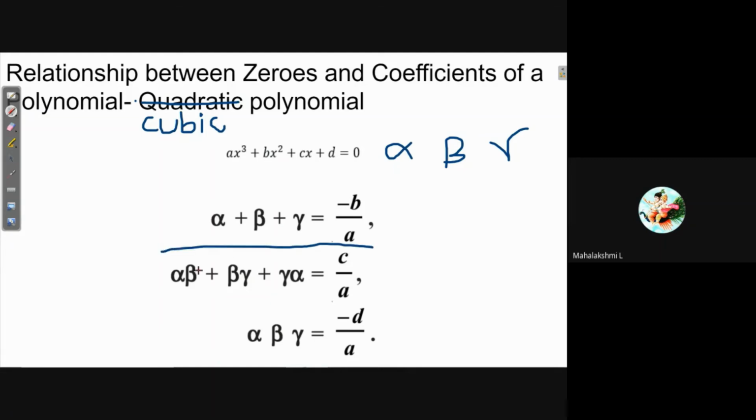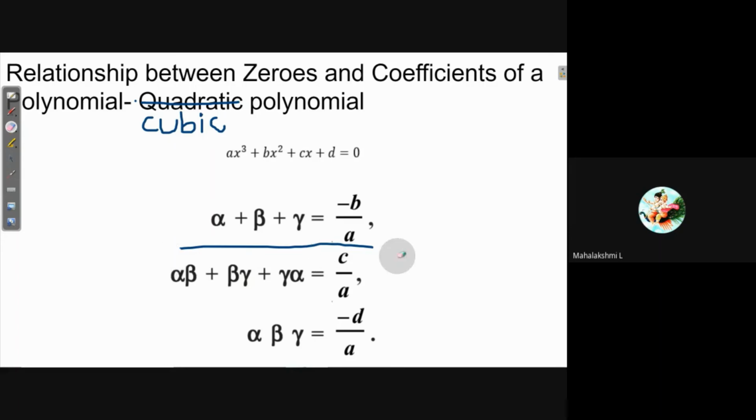Second formula, alpha beta plus beta gamma plus gamma alpha. See, I'll just make it easy. Alpha beta, beta gamma, gamma alpha. You need to add them. It's not at all difficult. It depends on how you take it. So alpha beta plus beta gamma plus gamma alpha is equal to c by a, where c is the coefficient of x and a is the coefficient of x cube. Last one, alpha into beta into gamma is equal to minus of d by a, where d is the constant term and a is the coefficient of x cube. So this is all about cubic polynomial.